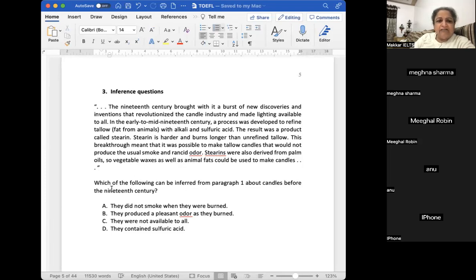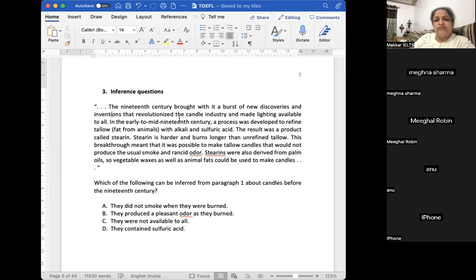Now let us see. Which of the following can be inferred from para 1 about candles before the 19th century? And there are 4 options. You have to say what is implied about candles before the 19th century. So let me read the passage and then we'll come to the options.